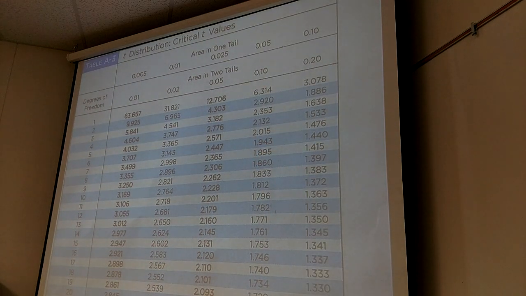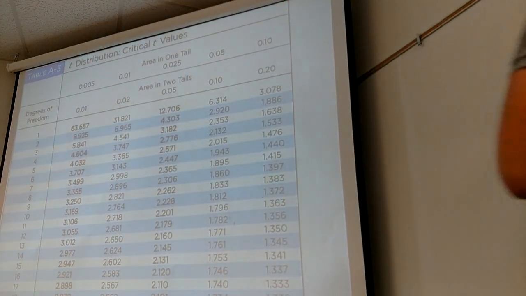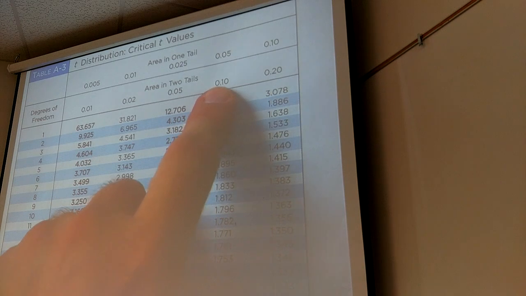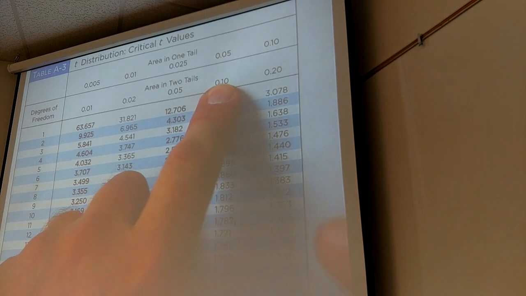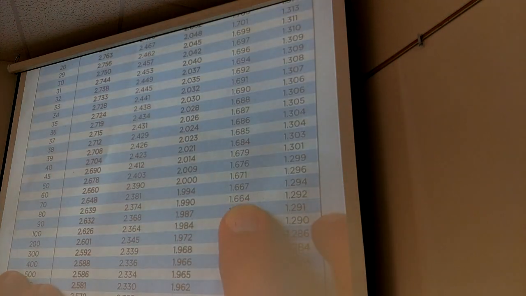Right? So let's see if we can get it. If I knew S, and N is, what do you got, Jeff? 81. Can you figure out what the t-score would be? Don't say anything out loud. What would the t-score be for this situation? So again, I'm looking in this column here, right? What's my degrees of freedom? 80. Does it have an 80 on it? Yes. There we go, Jeff. Degrees of freedom is 80, so I get a t-score of 1.664.